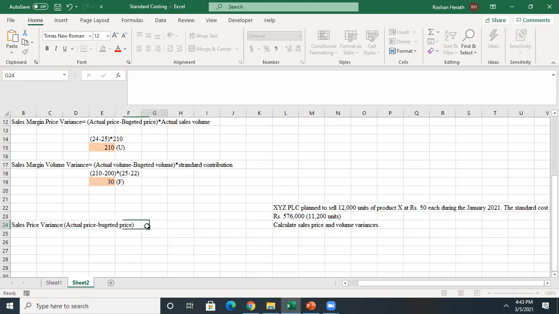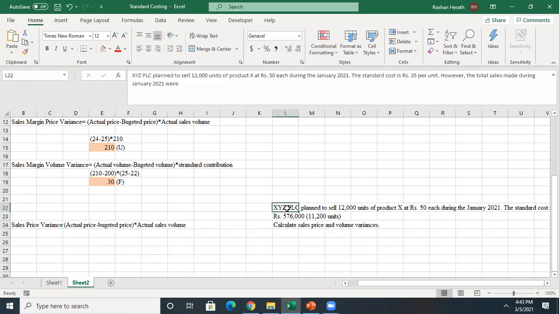budgeted price, and that is into the actual sales volume. So here it says the product at 50. The plan is to sell 12,000 at 50. The standard cost is 35. However, the total sales made during January were 576,000, 11,200 units.